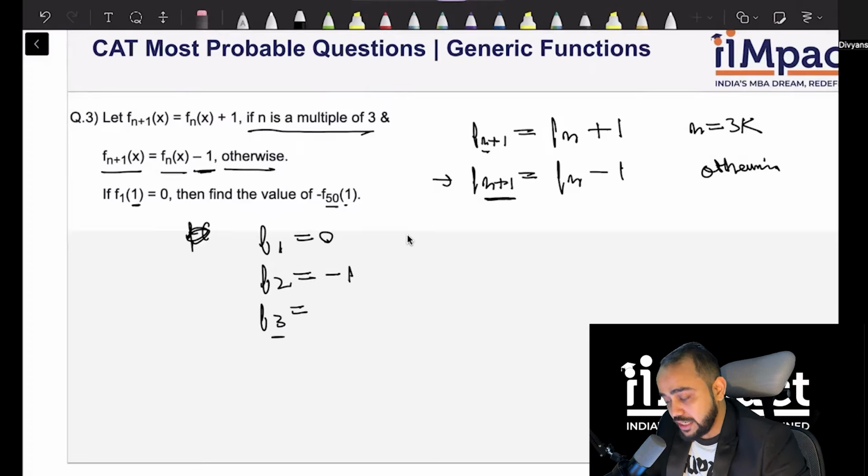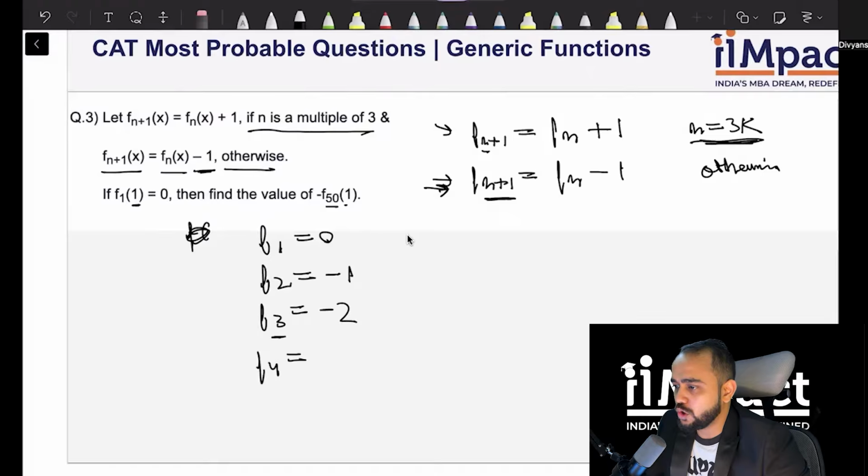Now f of 4 is going to be following the first definition, because n plus 1 is 4, which means n is equal to 3. And 3 is a multiple of 3, obviously. So I will have to follow the first definition now. So f4 becomes f3 plus 1. That is minus 2 plus 1, that is minus 1. So you were going minus 1 down, and then you went plus 1 here. Now let's find f5. F5 is going to follow this definition now.